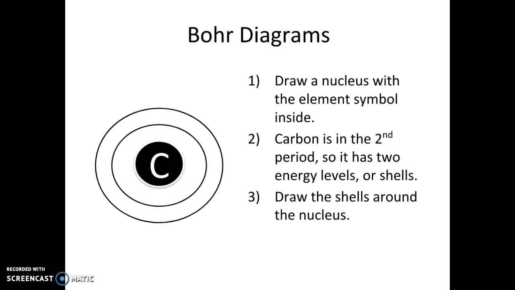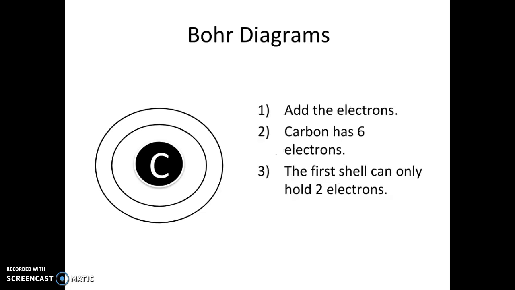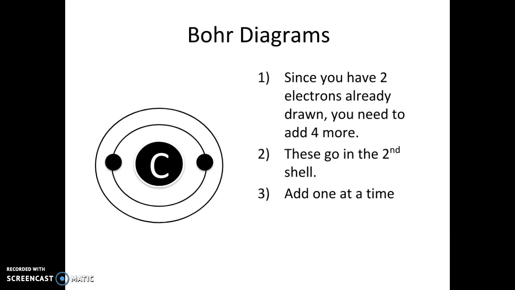Remember, we said that carbon has 6 electrons, and so we're going to start filling up our shells. We start with the shell that's closest to the nucleus. And remember, the first shell can hold 2 electrons. So that's where we're going to put the first 2. So 1 and 2. So then we still have 4 electrons left that we need to place. So now we're going to go to the second shell and place those 4.